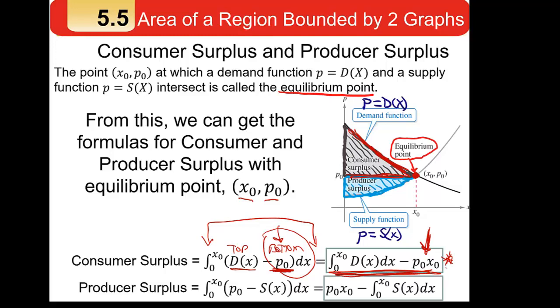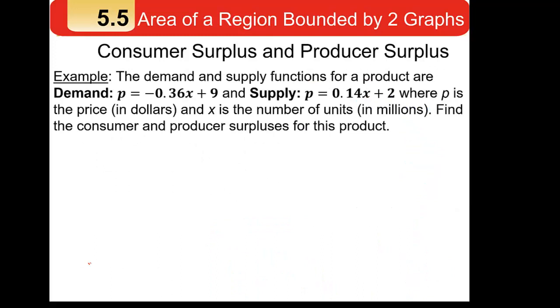Similarly, the producer surplus is the difference between the upper curve, which this time is p equals p0, and the bottom curve, which is the supply function, so that's the top minus bottom. And again, this p sub 0 is just a number, so when you integrate the number, you just get the number times x. So rather than remembering the formula as I've given here, it's probably easier to remember it as I've given in this box over here, where the constant has already been integrated outside the integral sign. So let's tackle an actual problem.